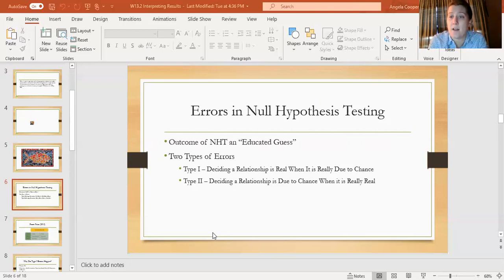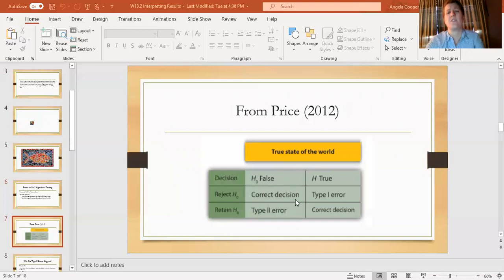But type 1 error is when you decide a relationship is real, when it's really due to chance. So what you're doing there is rejecting the null hypothesis by saying the relationship is real, when in reality, it actually should have been retained. And then a type 2 error is deciding a relationship is due to chance. So you retain the null hypothesis when it's actually real. So you should have rejected for a type 2. You retain when you should reject for a type 2, and you reject when you should have retained for a type 1. And here's a little chart to help you.